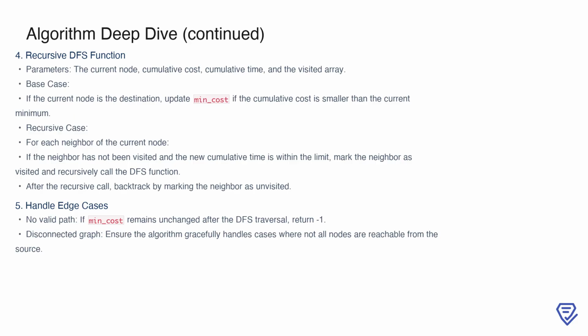After exploring all paths from this neighbor, we backtrack by unmarking it as visited, ensuring that other potential paths remain unaffected. Additionally, the algorithm handles edge cases, such as when no valid path exists, by checking if min_cost remains unchanged and returning -1 in that scenario. It also ensures robustness for disconnected graphs, where not all nodes are reachable.